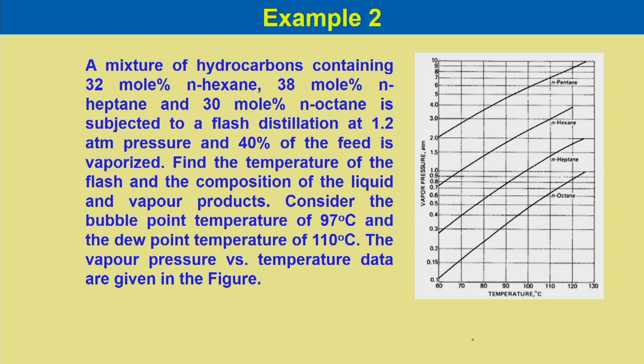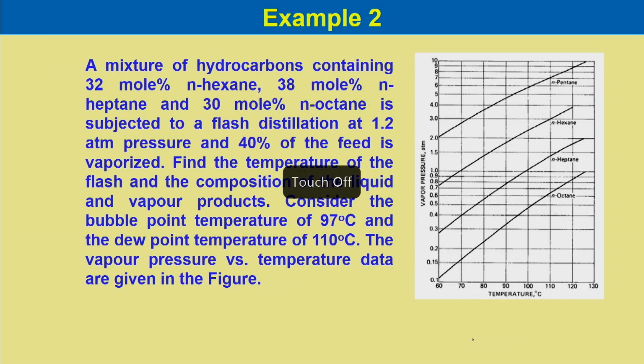Now, let us consider an example to discuss the flash distillation. A mixture of hydrocarbons containing 32 mole percent of n-hexane, 38 mole percent of n-heptane and 30 mole percent of n-octane is subjected to a flash distillation at 1.2 atmosphere pressure. 40% of the feed is to be vaporized. Find the temperature of the flash and the composition of the liquid and the vapor products.